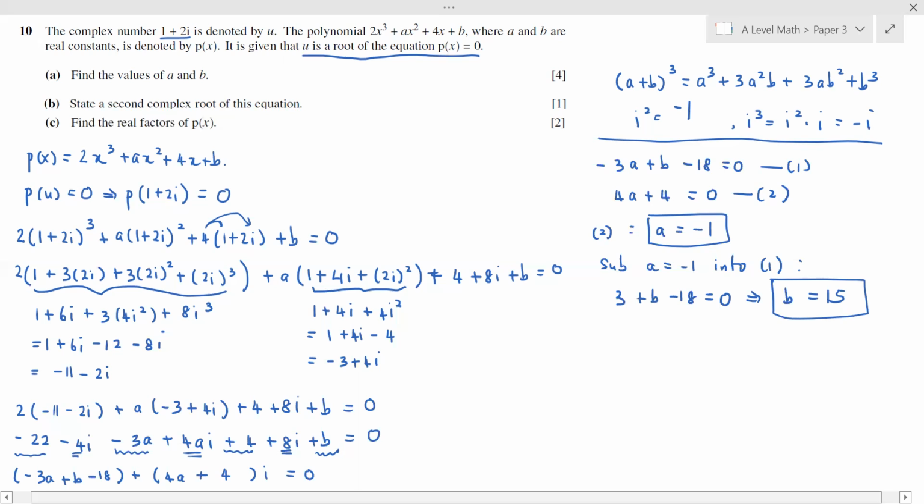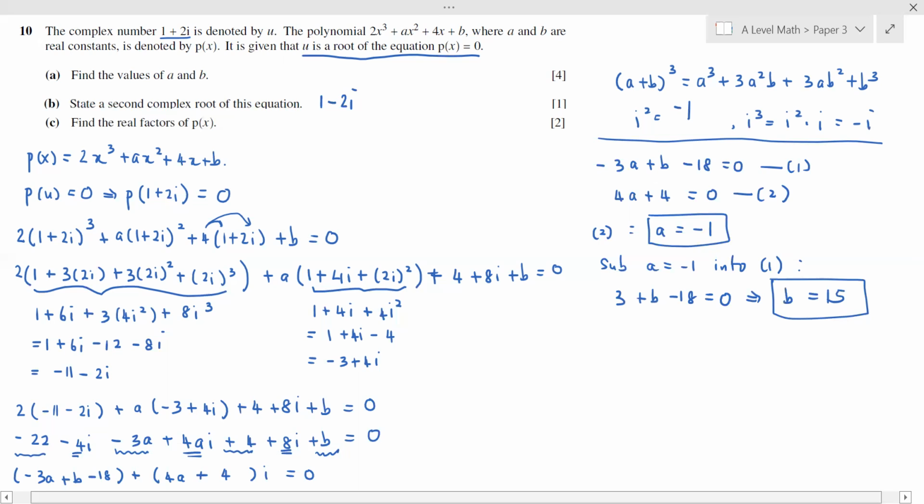Part B, state a second complex root of this equation. 1 plus 2i is a complex root. The second complex root must be the conjugate of 1 plus 2i. Then the second complex root must be 1 minus 2i.